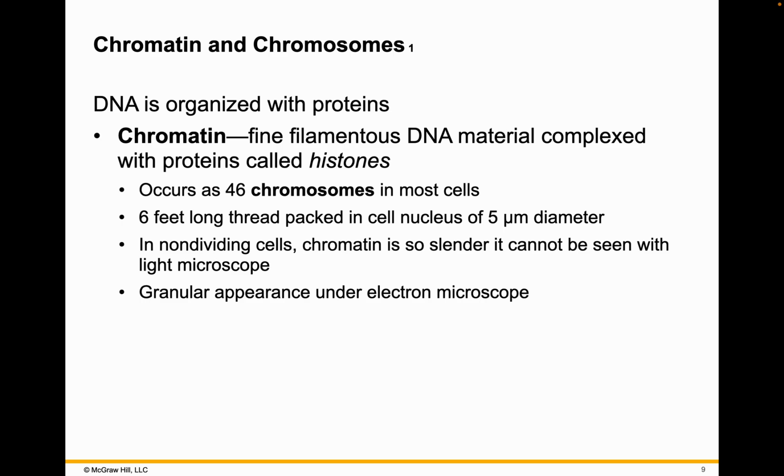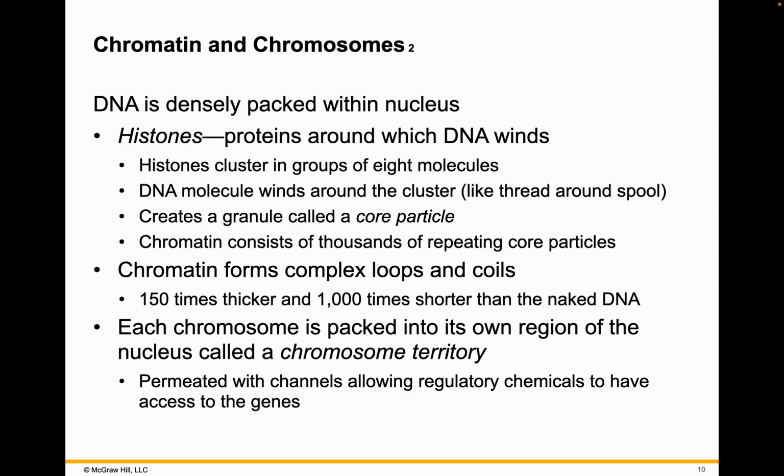Chromatin is the form of DNA we find in the cell most of the time. DNA in the form of chromatin is unwound. It's wrapped around some proteins called histones. 46 of them in the cells. They're 6 feet long, packed into a cell nucleus, 5 microns in diameter. It's so slender you can't see it with a light microscope. It does have a granular appearance under the electron microscope.